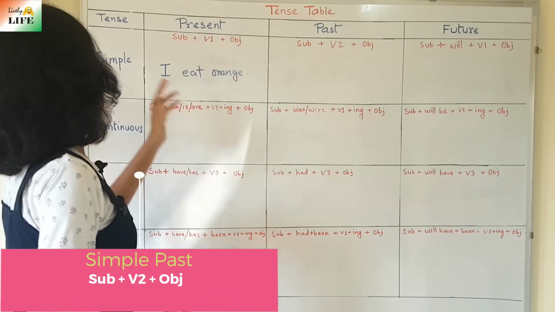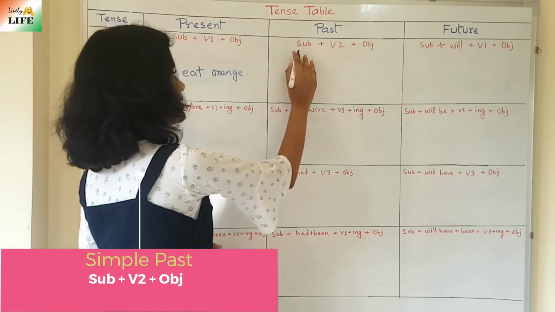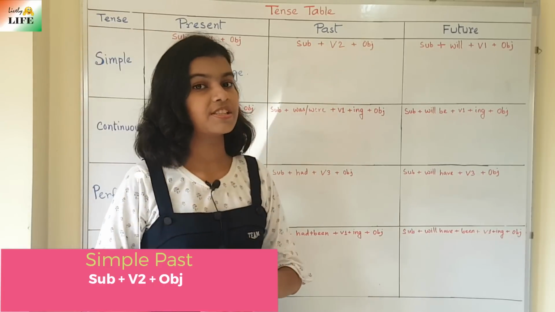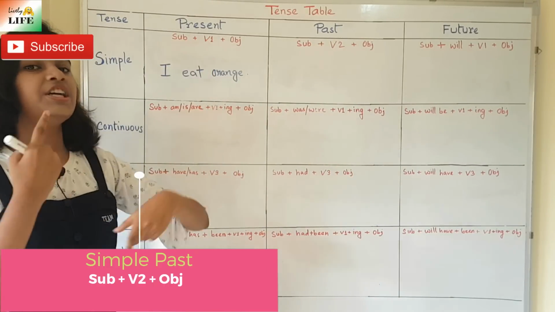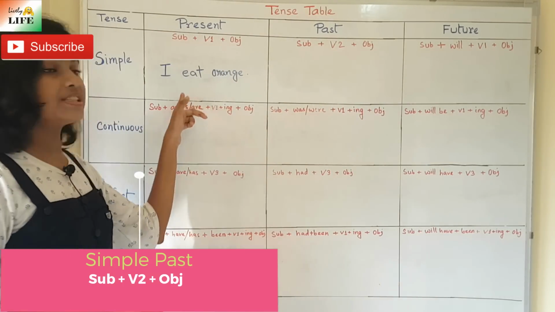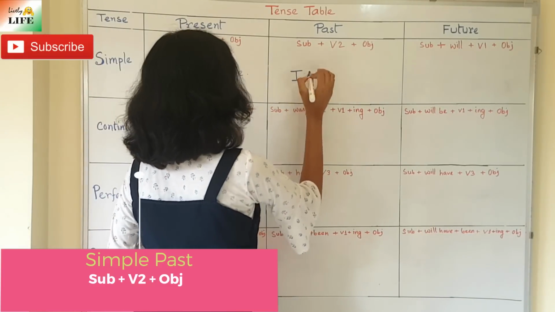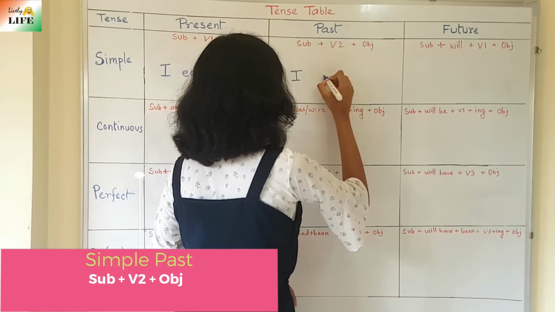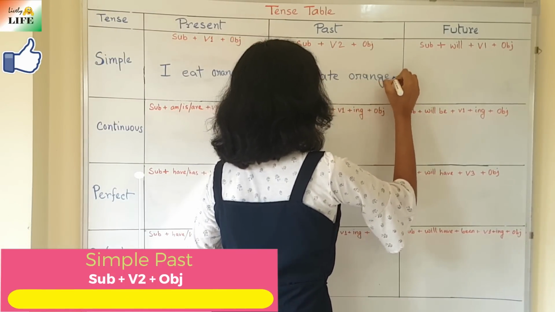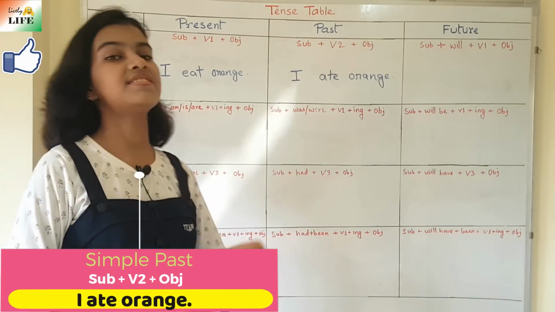Now the next one is simple past tense. Okay, so what is the construction? Subject, then second form of verb, and then object. Over here it was first form of verb, it only changed to second form of verb. So second form of verb of eat is ate. Okay, so subject I, then second form of verb is ate, and then object orange. I ate orange. So this sentence is a simple past tense.